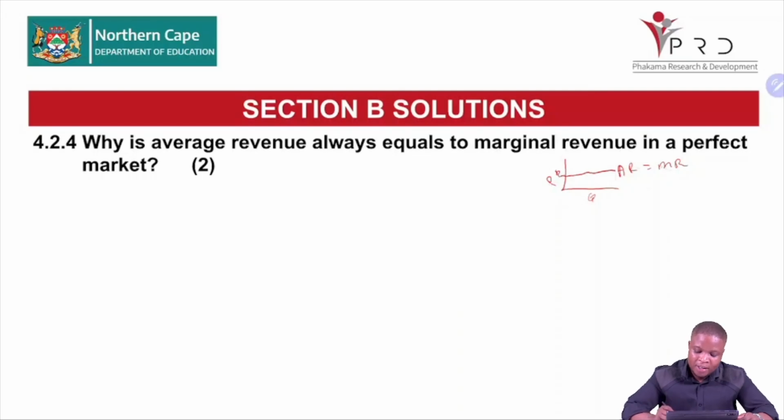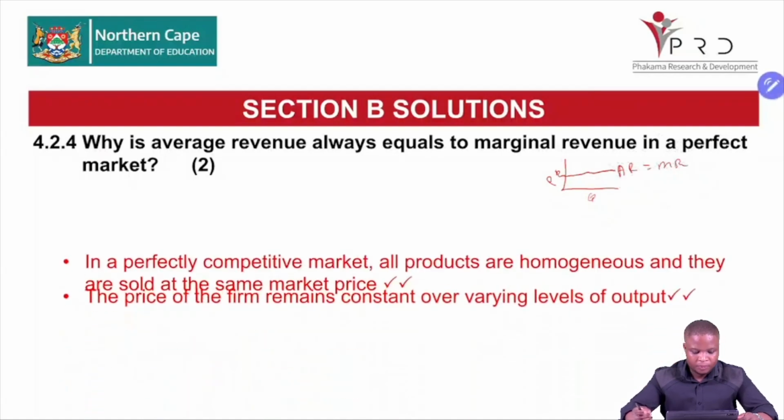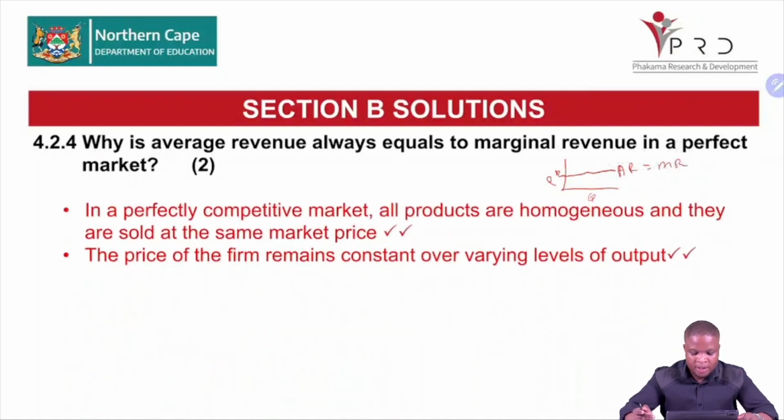Right. Remember, average revenue is your TR over quantity, total revenue over quantity. Marginal revenue is the change in total revenue over the change in quantity. So average revenue is per unit. This one is the additional one, per extra unit. In a perfectly competitive market, all products are homogeneous and they are sold at the same price. So we are selling at the same price regardless of how many quantity.